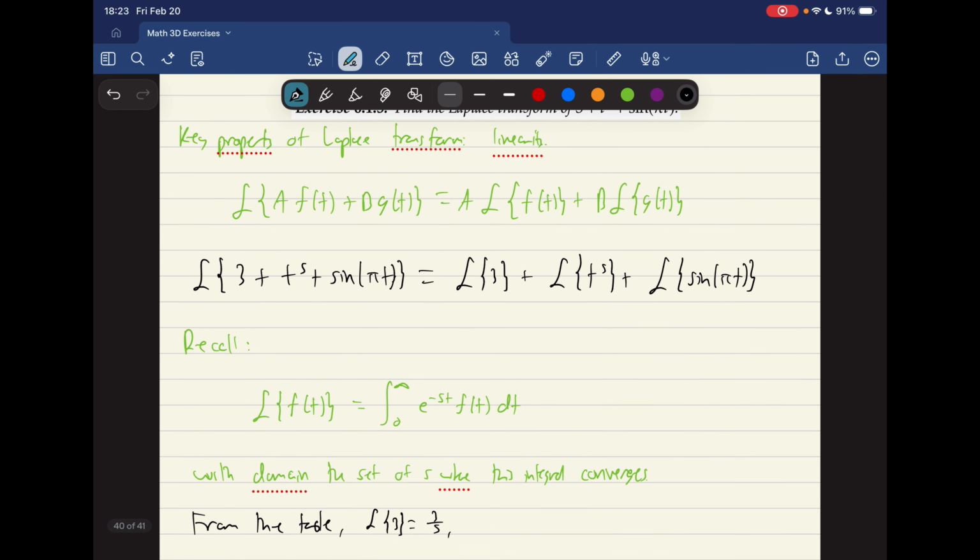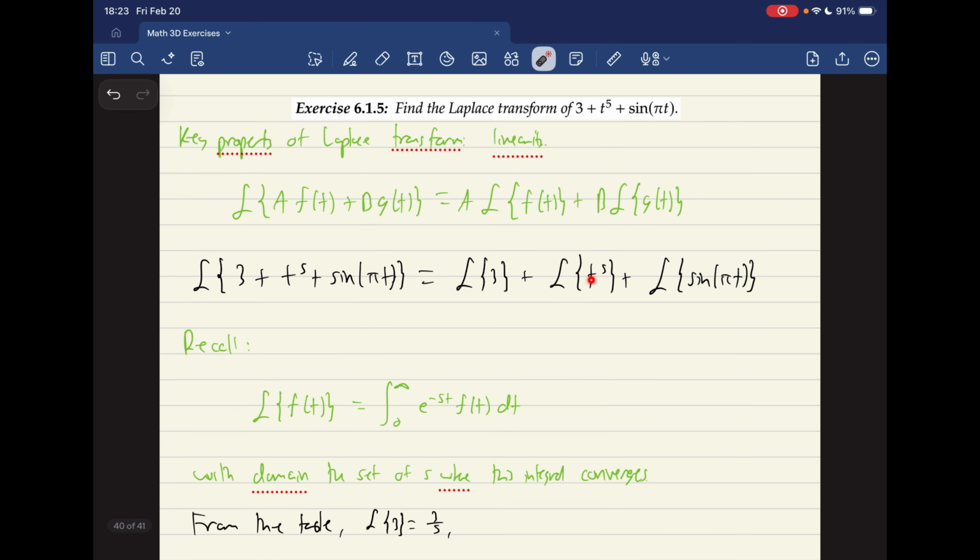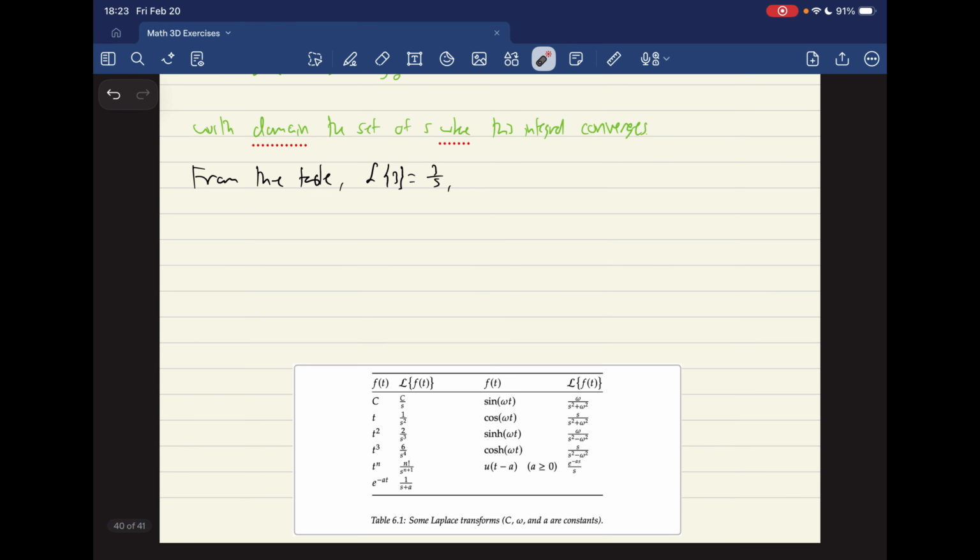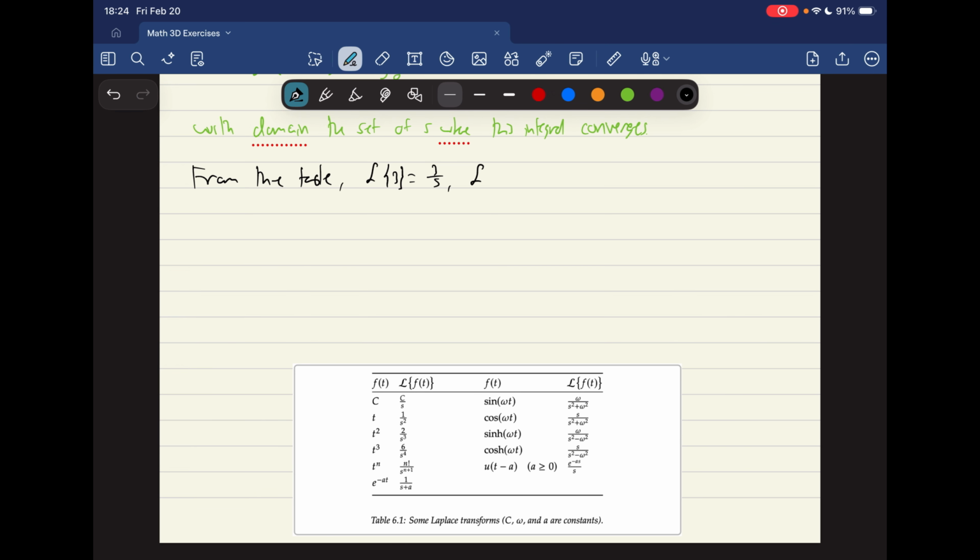Now let's do the next term. We're taking the transform of t to the fifth, and if we go to our table, we have an entry for t, t squared, t cubed, and in general, the entry for t to the n, which is given by n factorial over s to the n plus 1. So, plugging in n equals 5, we get that this transform is 5 factorial divided by s to the 5 plus 1, which is 120 all over s to the 6th.